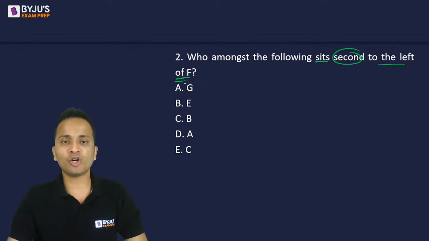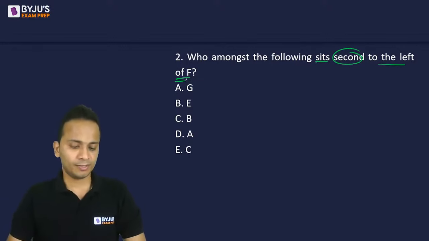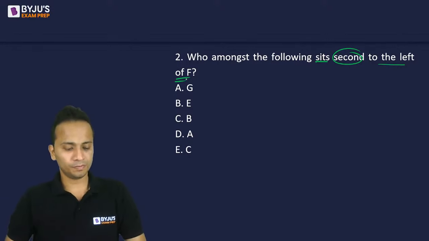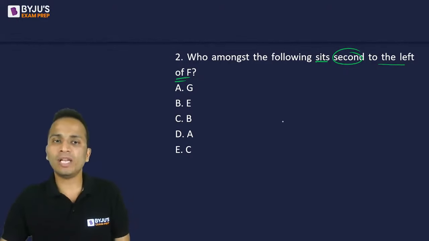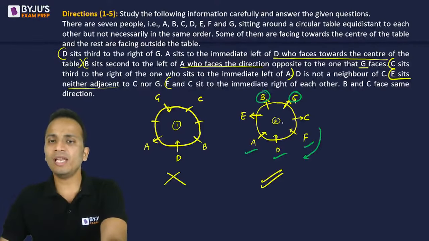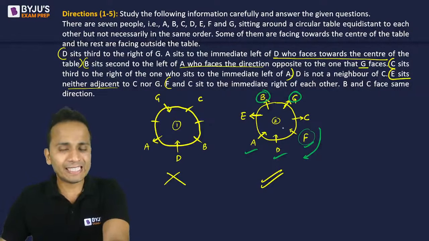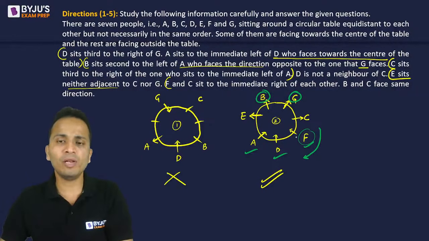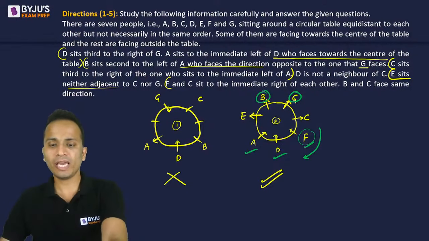Second to the left of F. Again, 30 seconds to you. Who amongst the following sits second to the left of F? So if I go back, second to the left of F. So F is sitting here facing inside. So left will be clockwise. So left of F will be clockwise and the answer should be A. So A is the person.